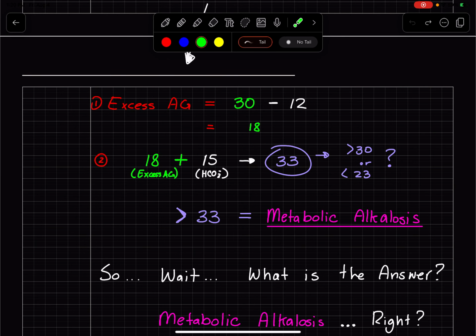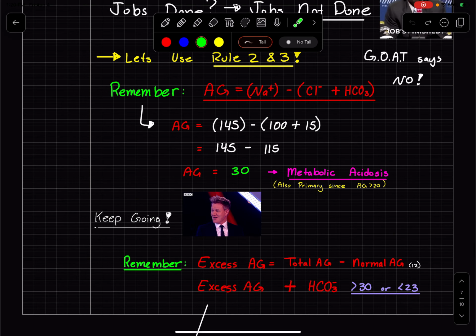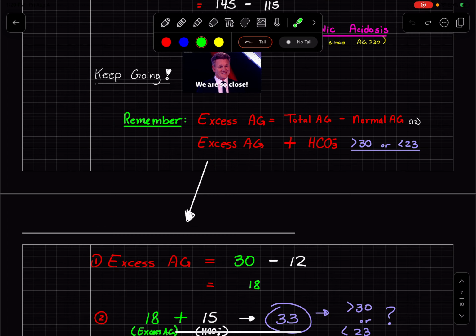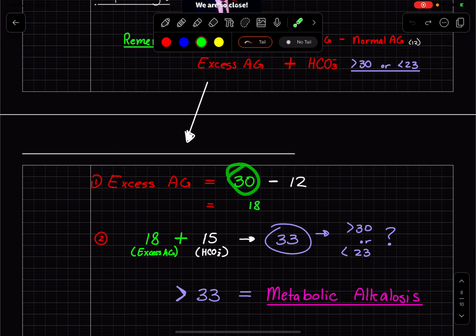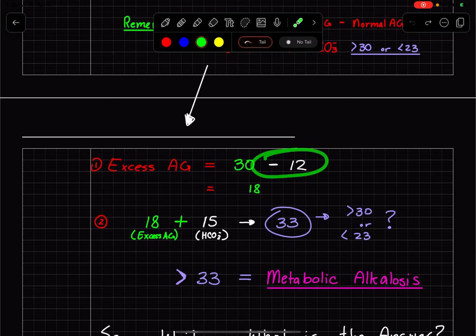Okay, so we're going to do our calculations. So we said that the total anion gap, and this is the total, by the way, when you calculate it in Rule 2, the total is this one. You're going to bring that down, plug it in. Then you're going to minus it by 12, because 12 is that constant. It's that normal anion gap, right? So you're always going to minus 12. You'll get 18. So now you have your excess anion gap, that's 18.